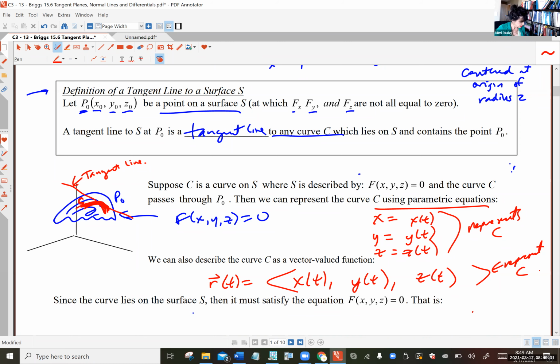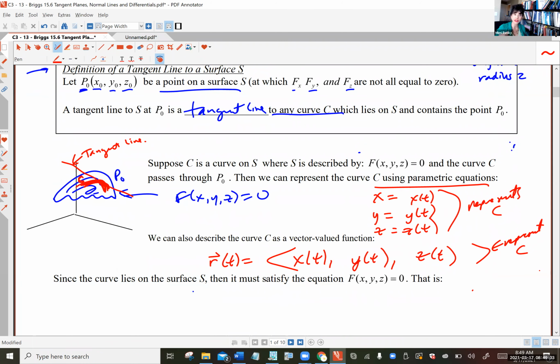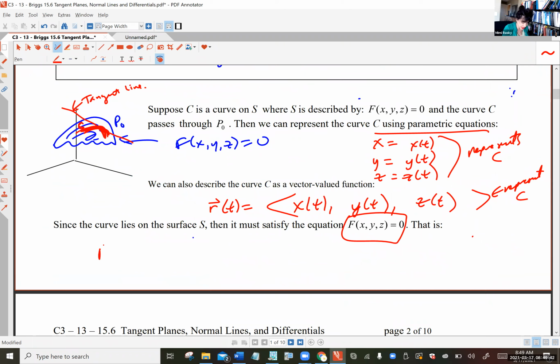Either way, fine. Now, since the curve is on the surface S, and the surface is given by this more general representation, the level surface representation, you can plug in x of t, y of t, and z of t in place of x, y, z, and it had better satisfy your function because it's on the surface. So this has to be true right here. I'll put a star by it. That has to be true.